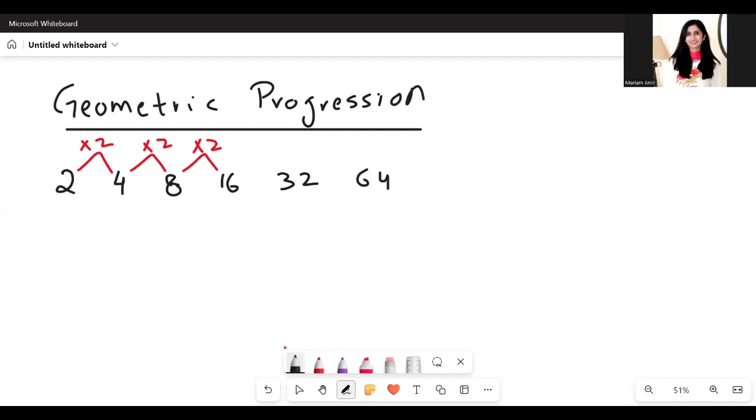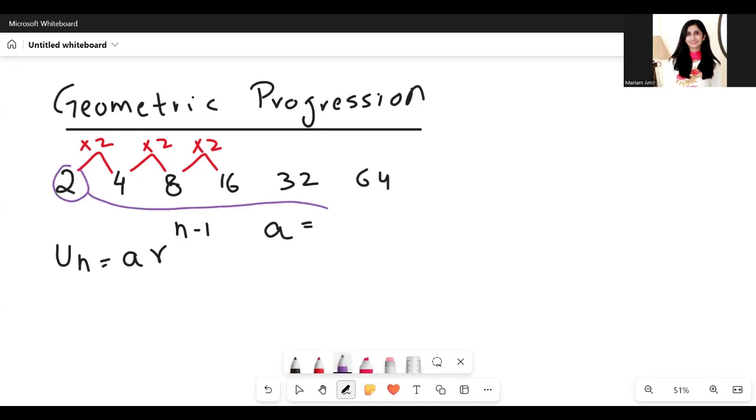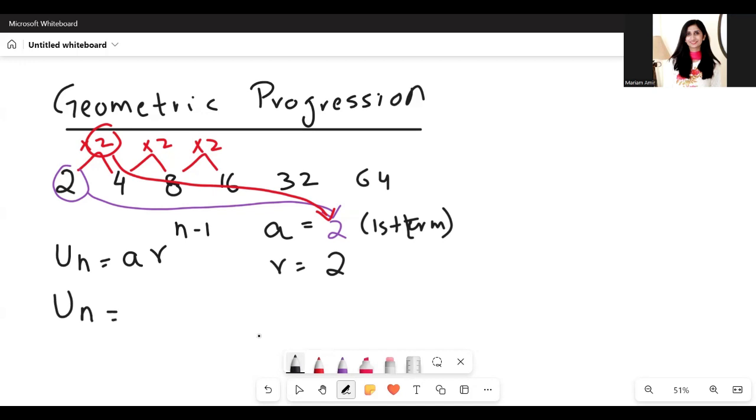In this, the nth term formula is A R power n minus 1. A is the first term. R is the common ratio, so R in this case is 2 as well, but that is this 2. And n is the number of the term. So the nth term for this series would be A times R in brackets, power n minus 1.